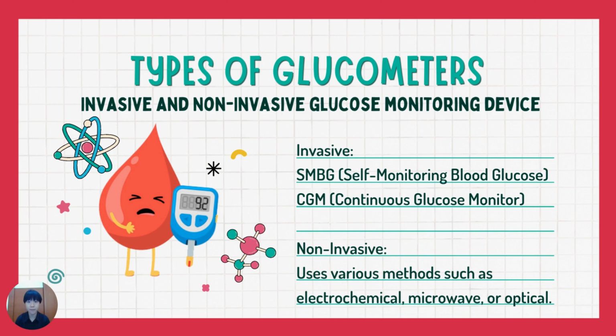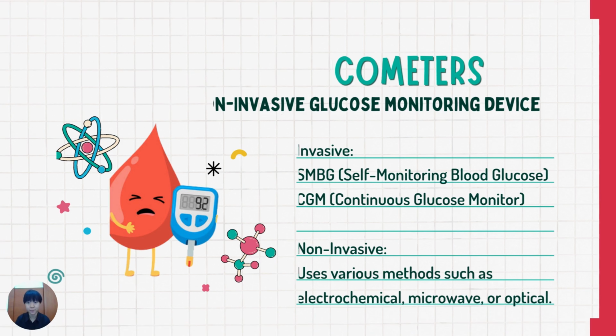SMBG measures the capillary blood glucose using a finger pricking method, while CGM calculates the interstitial glucose level through a tiny sensor inserted under the skin. Both SMBG and CGM are considered invasive blood glucose tests. There are also non-invasive glucometers, which use optical, microwave, or electrochemical methods without penetrating the skin. That's all from me. Thank you. Next slide.